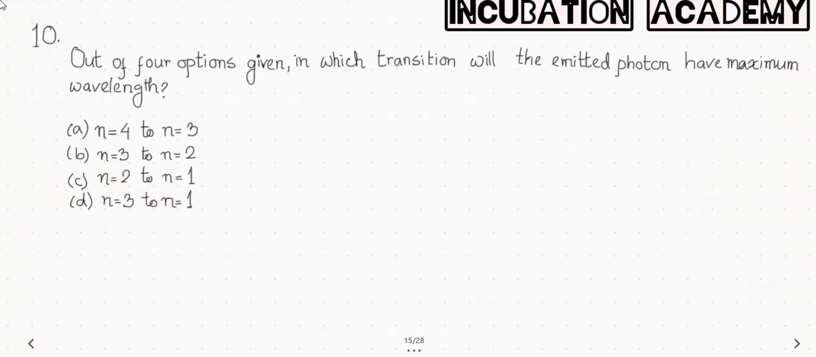Welcome everyone. The question displayed on the screen is question number 10 of Set 1 of the CBSE Physics 2025. Out of the 4 options given, in which transition will the emitted photon have the maximum wavelength? The 4 options are: n equal to 4 to n equal to 3, n equal to 3 to n equal to 2, n equal to 2 to n equal to 1, and n equal to 3 to n equal to 1.